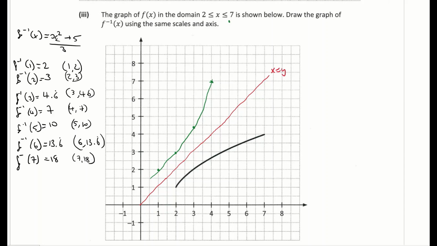And I have my original function, f of x, here in black. And then in green, I have my inverse function. And that's what they wanted us to do. Draw the graph of the inverse function using the same scale and axis. Okay, so that's 9 part A, 1, 2, and 3 done. Now we're just going to come down and have a look at part B.